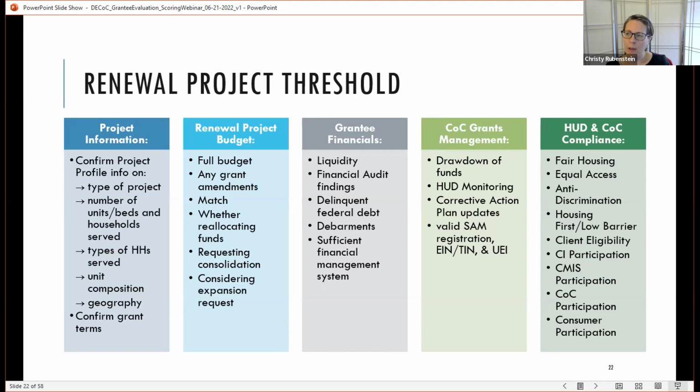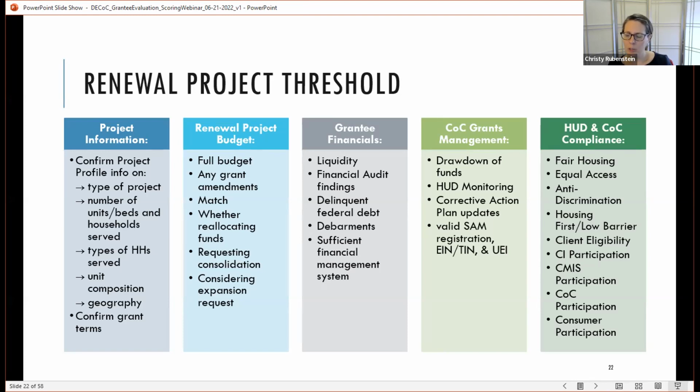Under grantee financials, the same questions around liquidity and financial audit findings. I think the next three are a little bit new: the delinquent federal debt, debarments, and a sufficient financial management system. But all of those you should be doing and following anyway as part of just being compliant with your HUD grant. Under CoC grants management, drawdown of funds, we've always looked at that, right? And HUD monitoring. Also included corrective action plan updates. And then a new one this year, I think, in terms of what's on the application is valid SAM registration, EIN, TIN. And then this UEI, unique entity identifier, I think is what it stands for. But folks should have gotten probably many emails from HUD asking to make sure you have that in the system now, because that's a new thing that they need you to do.